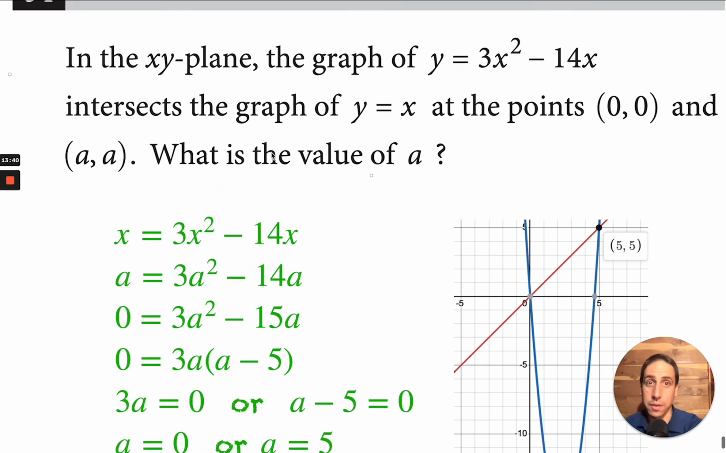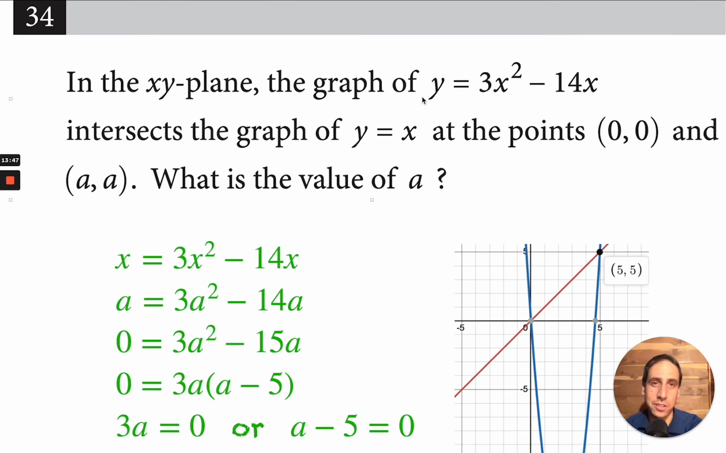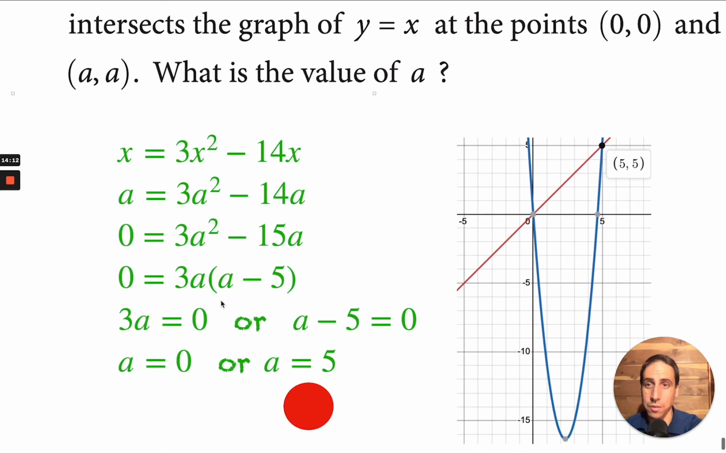Okay, so what we can do is actually set them equal to each other. You can think of this as a system of nonlinear equations. And so if y is equal to x and y is equal to this, then we can just set the two of them equal to each other. x is equal to 3x squared minus 14x. And if you wanted to, you could solve that using x's, or you could solve them using a's, because we're going to put in a as one value. a is the x value and a is the y value. And we'll just solve for a and figure out what a is. So you could solve this with x's or with a's. I chose to solve it with a's.